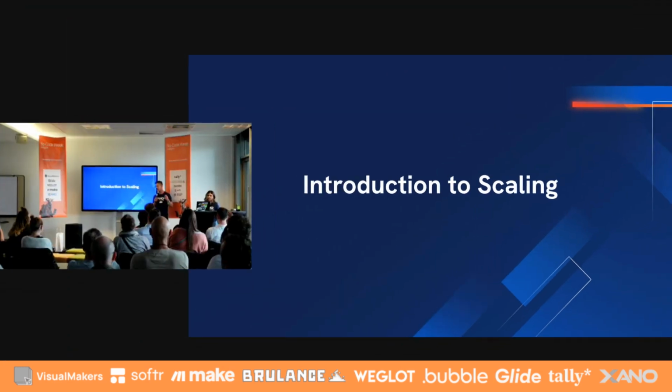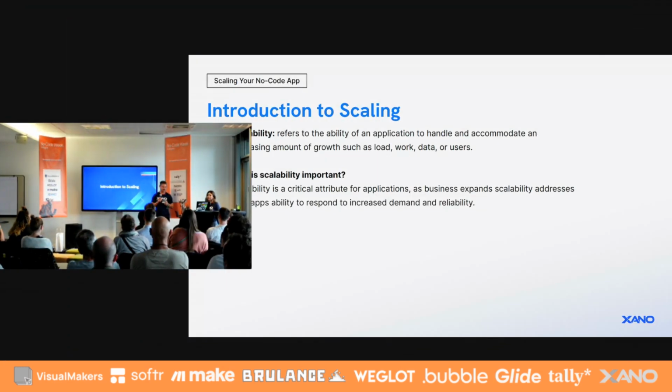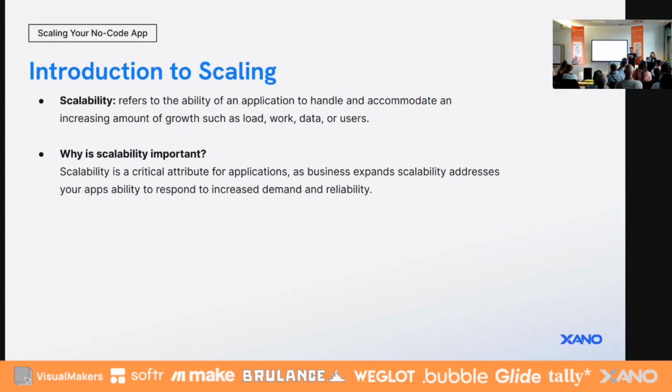Awesome. So that was a little about Xano, but let's jump into scaling. So what is scalability? This refers to the ability of an application to handle and accommodate an increased amount of growth, which could be load, work, data, or users. Why is this important? Well, it's a critical attribute for applications. As businesses expand, scalability addresses your app's ability to respond to that increased demand and its reliability.